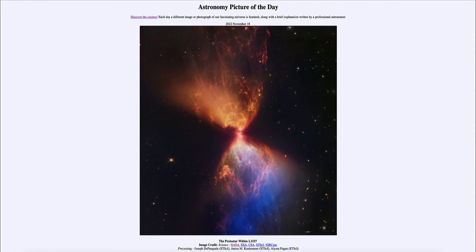So that was our picture of the day for November 18th of 2022. It was titled The Protostar Within L1527.